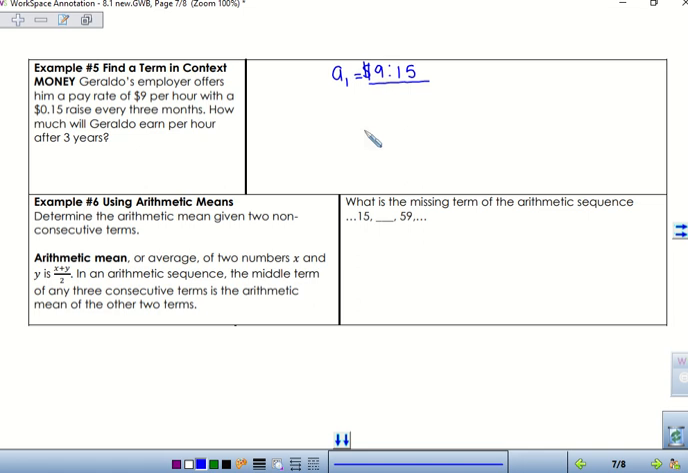So you see how we had to put in the work to find the first term? So what could $9 represent? Income. a sub 0. So you see how a sub 0 comes into context in this particular problem? We have to use the concept of a sub 0 to help us find a sub 1. So our first term is actually 9.15.